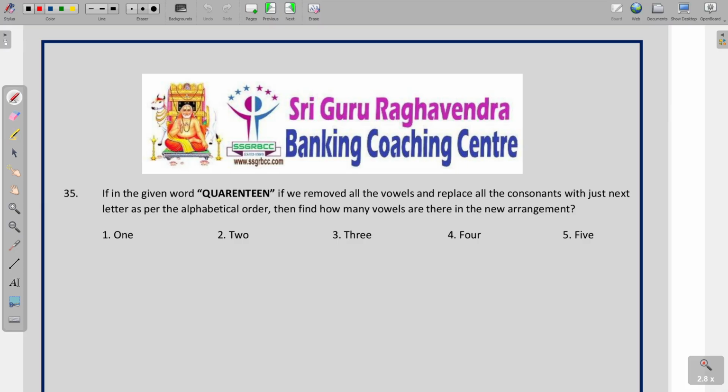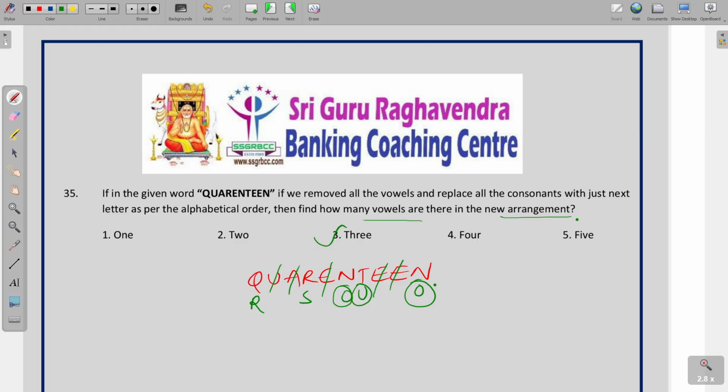And next, the given word quarantine, so QUAREN. We remove all the vowels and replace all the consonants with the next letter in the English alphabetical series. So, first of all remove all the vowels, and replace the consonants with the next letter. So, see Q, R, R, S, N, O, T, U and also N. Find how many vowels are there in the new arrangement. See 1, 2 and 3, total 3 vowels are there.